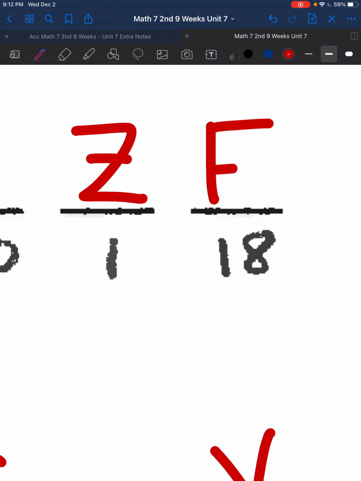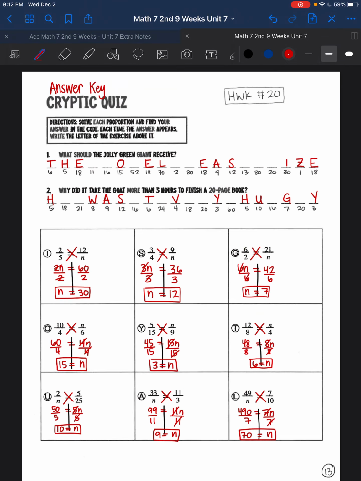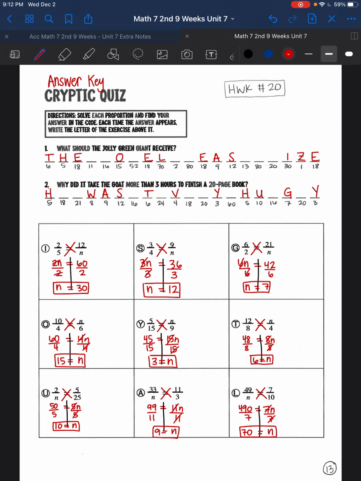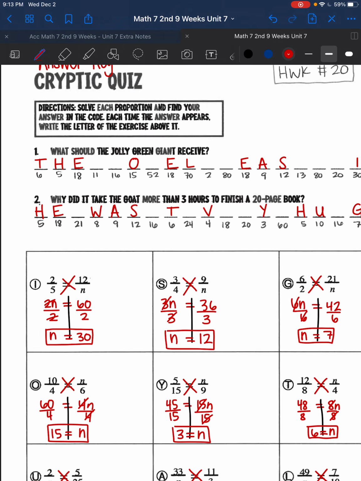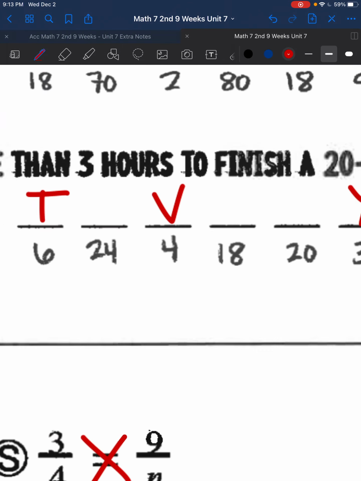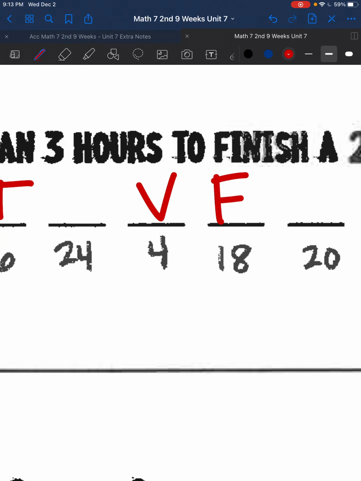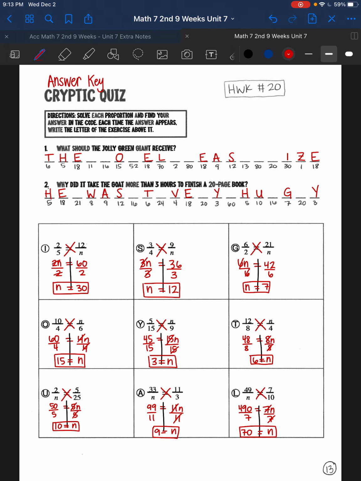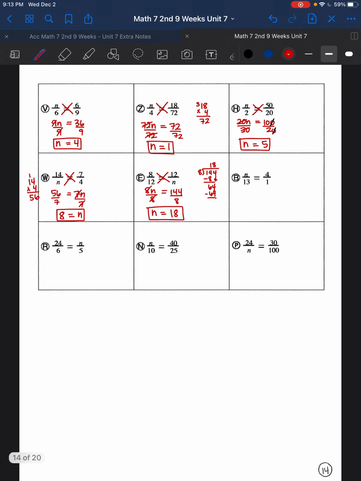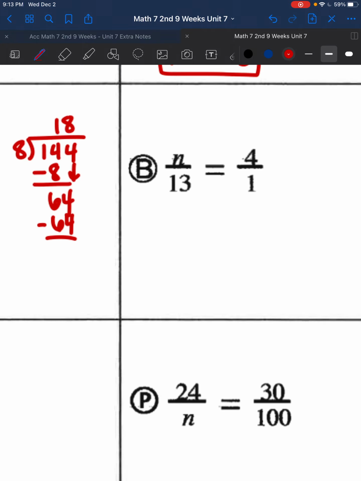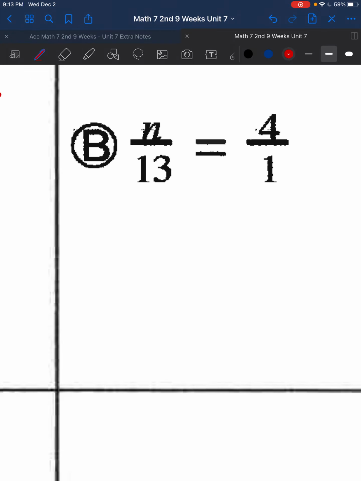Get to write lots of E's. Okay, so I think that's all the 18s in the top row. Here's an 18 in the bottom. Are there any others yet? And I think that's it. Okay, so that helped me fill in quite a few letters.